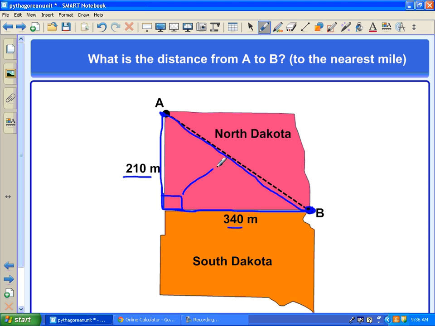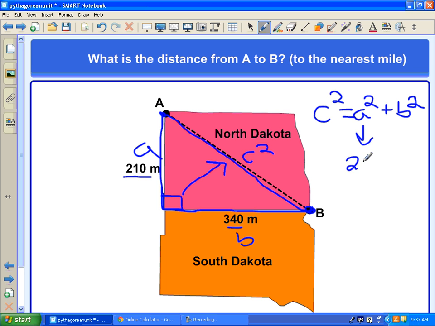The only thing we don't know is what the distance is right across this way. So let's figure out where c squared is. Go across from your corner. So this is c squared. And of course this would be a then, squared, and this down here would be b. Just plug that into your formula. C squared equals a squared plus b squared. We don't know c, that's what we're trying to figure out. We do know a squared. Well, it's 210 squared plus b squared. B is down here, so that's 340 squared.